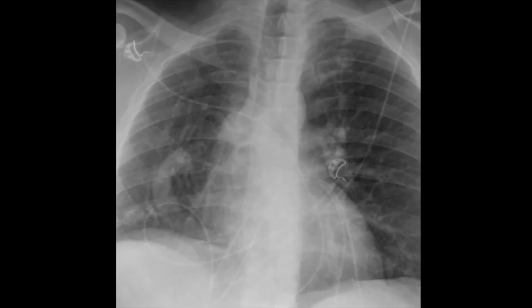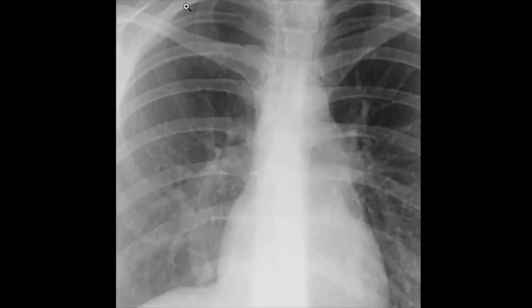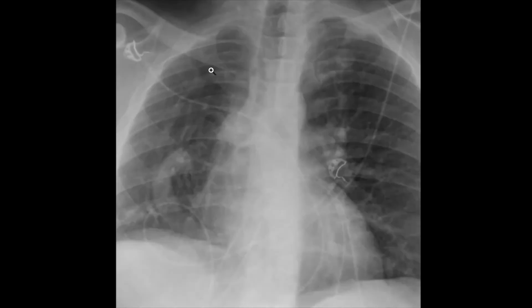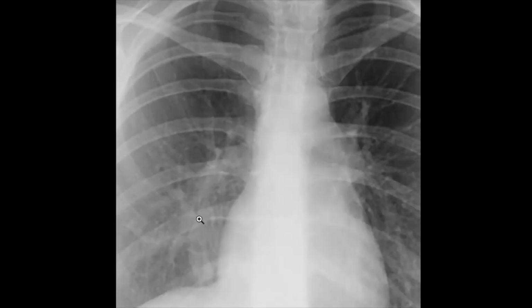Our second case, we saw this radiograph and this radiograph, and the question was the same. What is the name of the sign and what is the syndrome? So the finding here is this opacity here, and this opacity similarly here, and this is known as the scimitar sign.